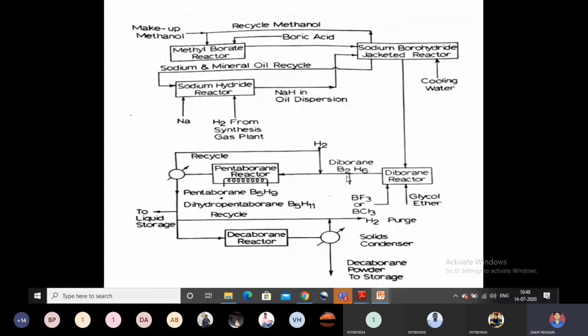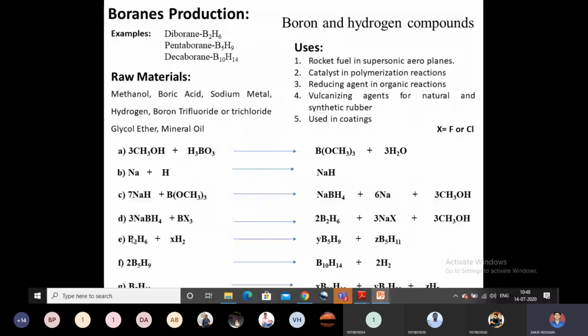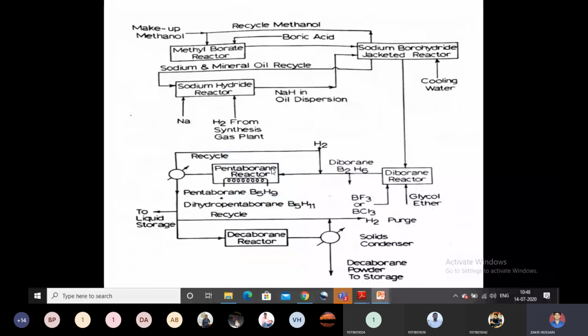Then the formed diborane is in the gaseous form. If you want, we can use this diborane as our end product. Otherwise, we need to enrich this diborane with the use of hydrogen. The reaction between diborane and hydrogen is reaction E, in which the more desirable pentaborane will be formed. These pentaboranes will be formed in a pentaborane reactor, which is a hydrogenated catalytic reactor. If you want this pentaborane as an end product, we can use it in the liquid form. We can store this pentaborane in a liquid storage tank and use it as an end use.